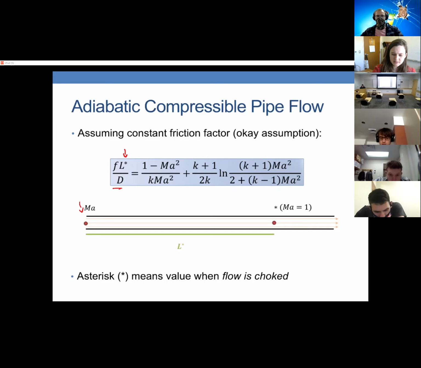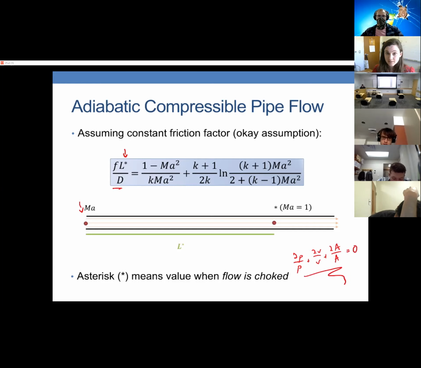And remember that the conservation of mass is, okay, this is our conservation of mass, right? Because the density, the velocity, and the area give us our mass flow rate. This is a constant area. Area isn't changing. So this tells us that if density goes down, velocity has to go up to account for it. Okay, that makes sense.